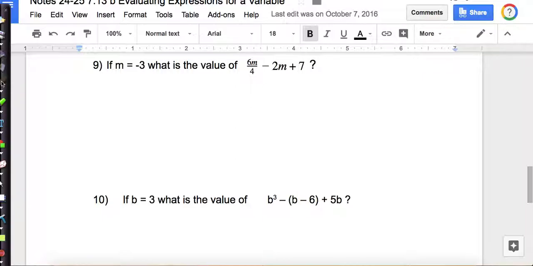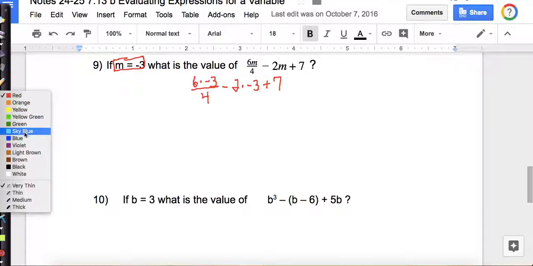Okay, welcome back if you paused the video. So let's see how you did. If you didn't pause the video, then I'm teaching you for the first time. So m equals -3, so I went ahead and boxed that in, so go ahead and do that. And I'm going to take out all the m's and put -3. So 6 times -3 divided by 4 minus 2 times -3 plus 7.